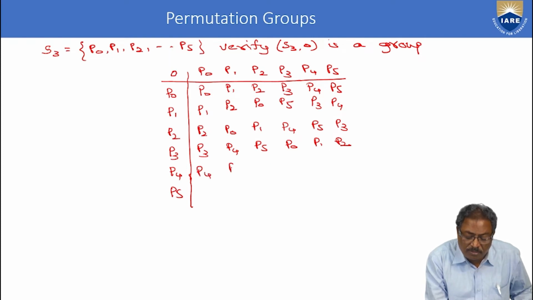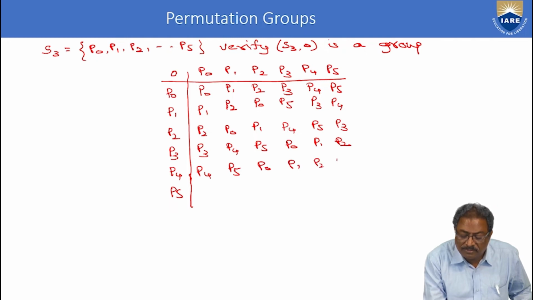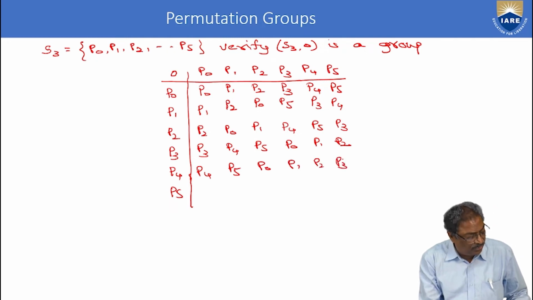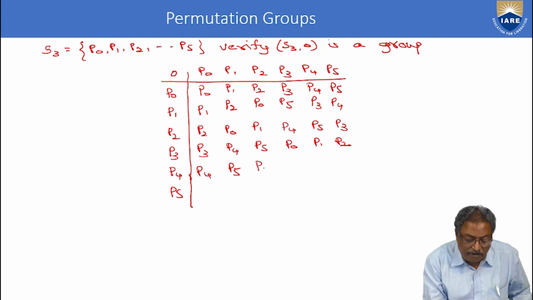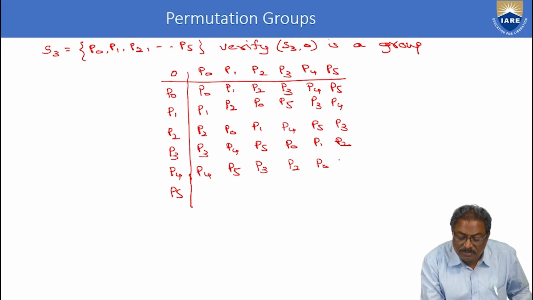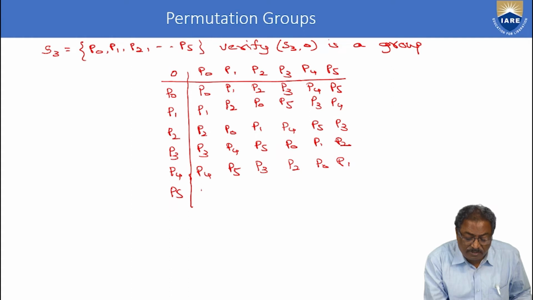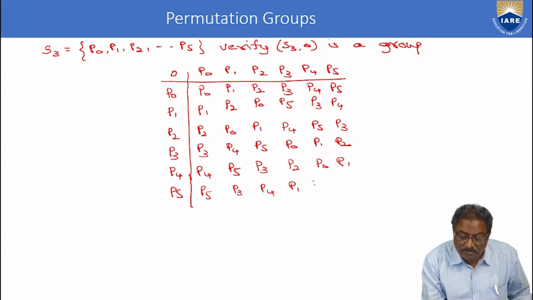Similarly, you have to do all the things, and subsequently we get it like this. Observe that continuously we are going to get P naught. So here we get P3, then P2, then P naught, then P1. Then another one is P5, then P3, then P4, then P1, then P2, then P naught.